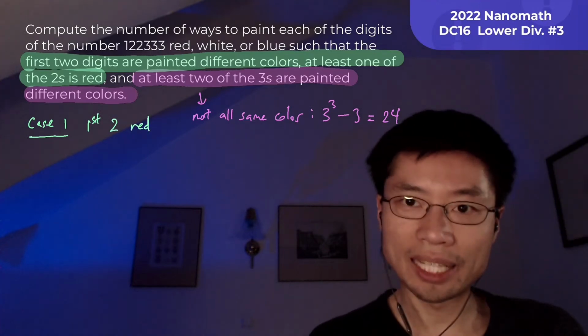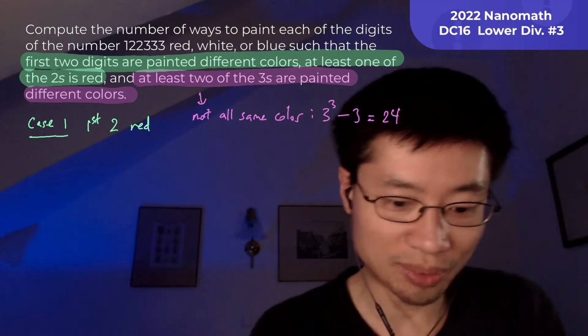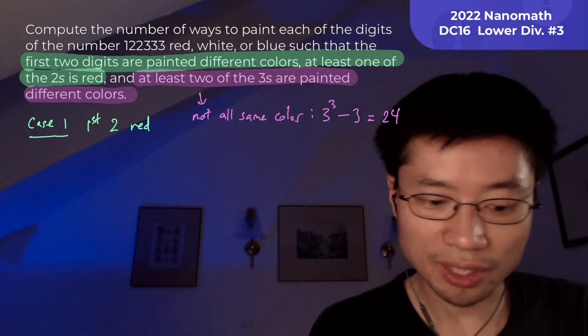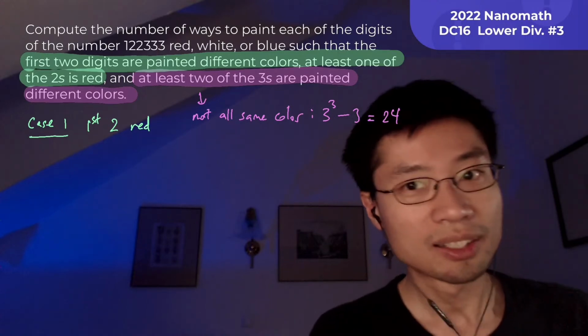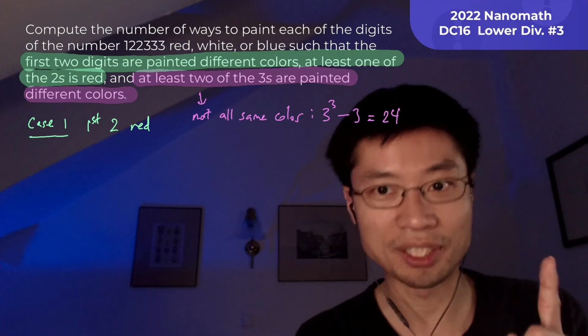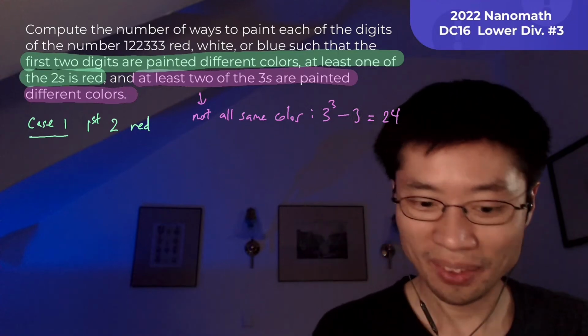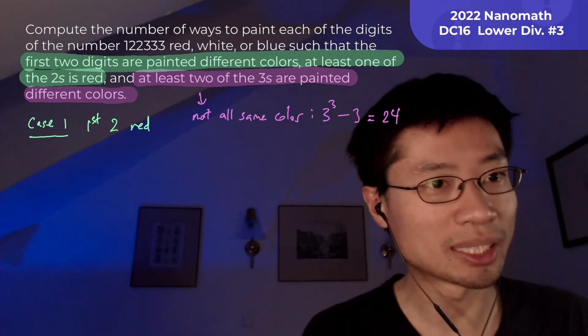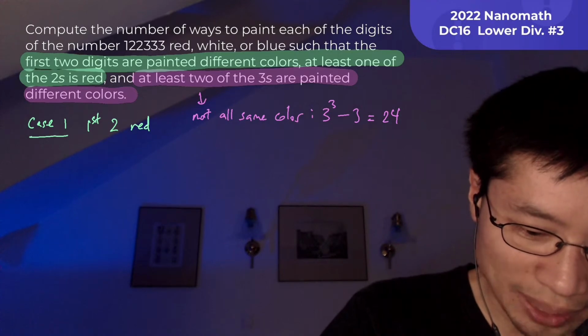If the first two is red, I no longer need to care at all about the at least one of the twos is red, because that's already done. And I need to have that there are different colors. So can anyone tell me how many choices there are for the first digit now? The 1, how many choices are there for the color for the 1, given that the first two is red? And I need to have that the first two digits are painted different colors. Anastasia, very quick. That's right. It's 2 ways.